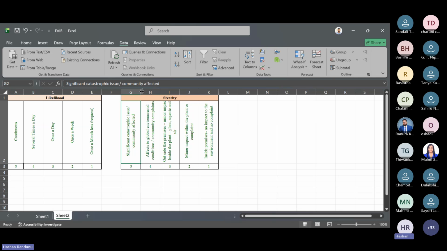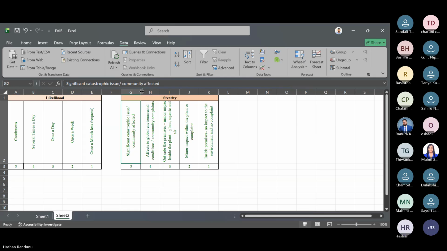Let's say there are two boilers, right? One boiler has a scrubber system to remove ash from the emission, and the other boiler does not have that kind of a scrubber system, right? Then what will happen? Then we can give a low rating for the boiler that has a scrubber system, and we can give a higher rating for the boiler that does not have a scrubber system.